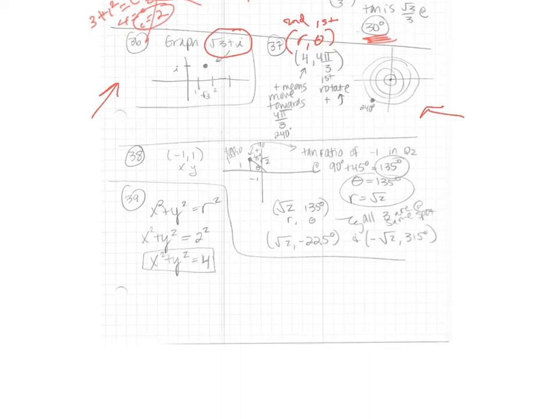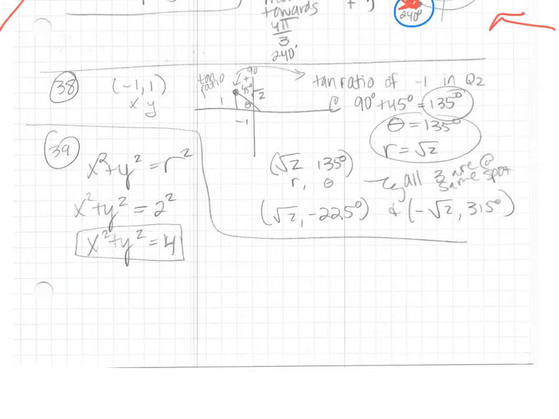So because 4 pi over 3 is positive, we're going to start here. We're going to spin 4 pi over 3 units, or to 240 degrees. And then because 4 is positive, we start at the pole and we go 4 rings out towards 240. If this r value is negative, we would just go in the opposite direction. So if it was negative, we would head out in the opposite direction 4 units. But this is our dot.